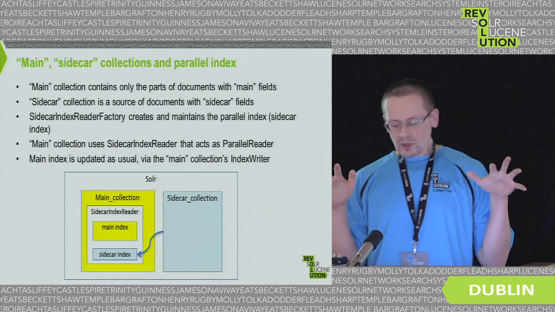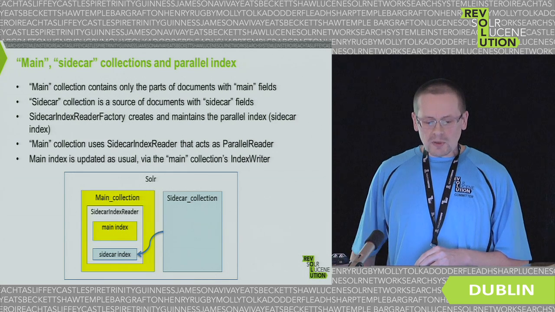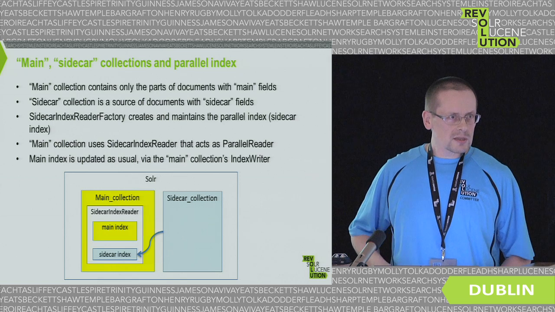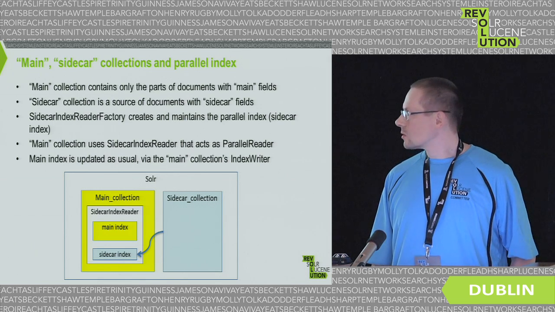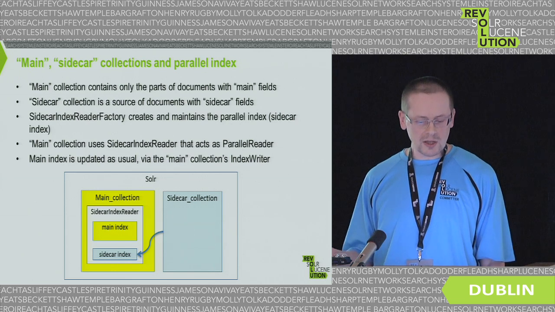So on a high conceptual level, this is quite simple. We have the main collection that contains only the parts of documents with main fields. And we have the sidecar collection, which is the source of these additional sidecar fields.